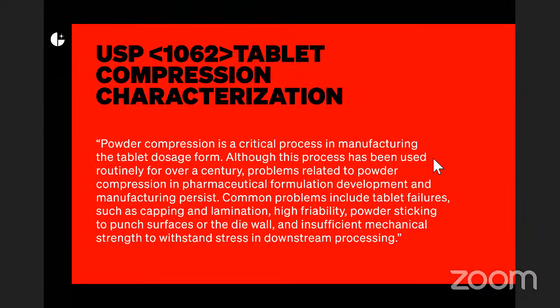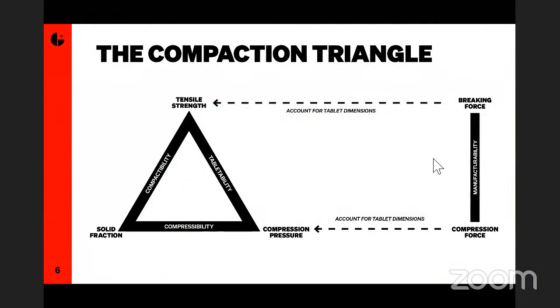So USP 1062 was published in order to try and give guidance on how you should be analyzing compaction and how you should be characterizing compaction. And the quote here essentially says that we have been making tablets for over 100 years, and we are still seeing the same problems we always have. We're still having capping and lamination issues, low tablet hardness issues, and so on. In fact, we have a book here in our office that was published in 1906 that describes the same problems. So this chapter was published with guidance on how we can finally overcome these issues in tableting.